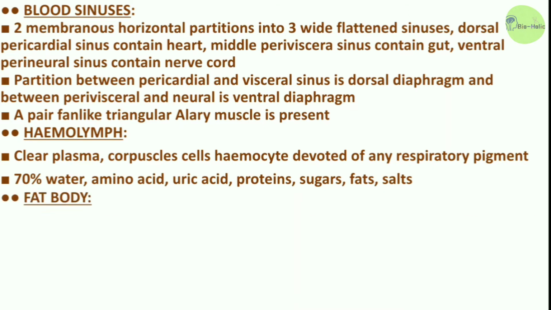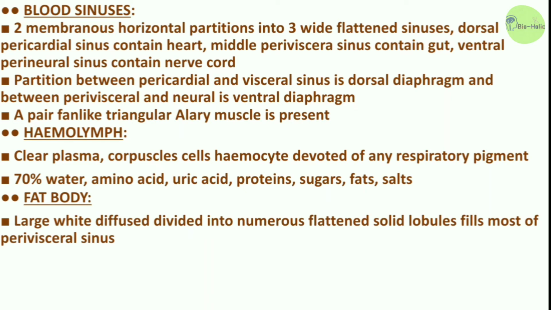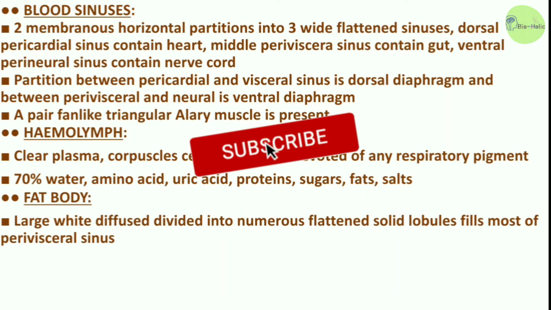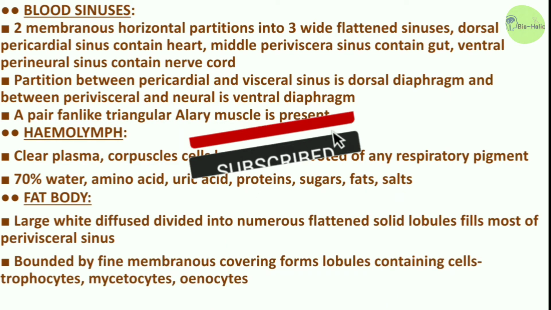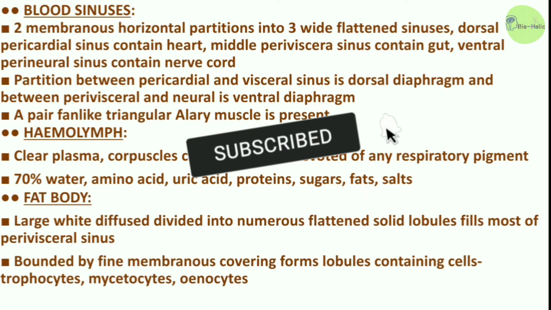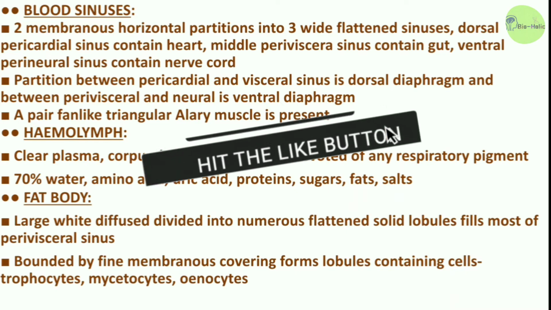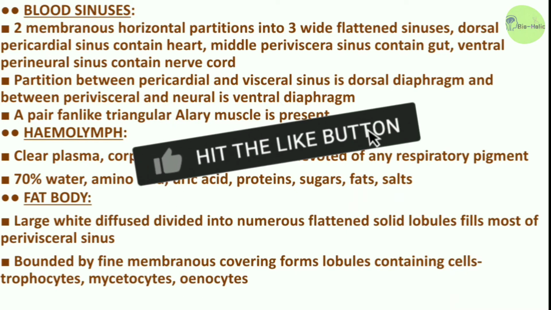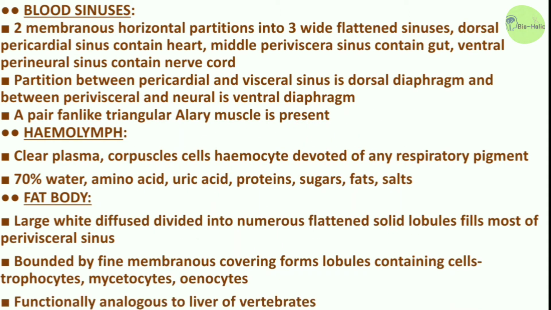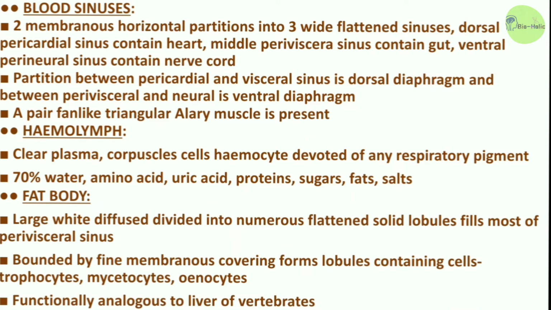Now the fat bodies. It is a large white diffused material which is divided into numerous flattened solid lobules that fill most of the perivisceral sinus part. It is bounded by a fine membranous covering that forms lobules which contain cells like trophocytes, myocytes and oncocytes. It is mainly analogous to the liver of the vertebrates.